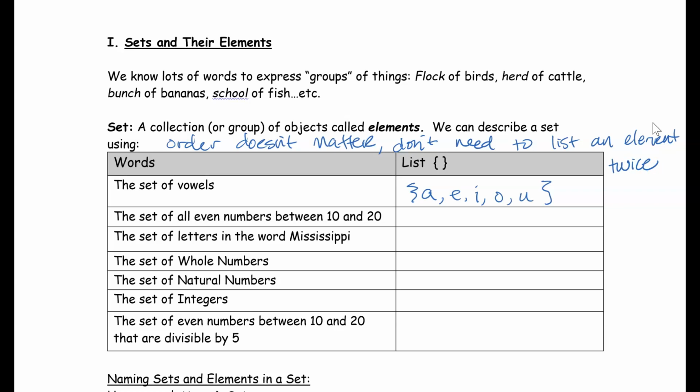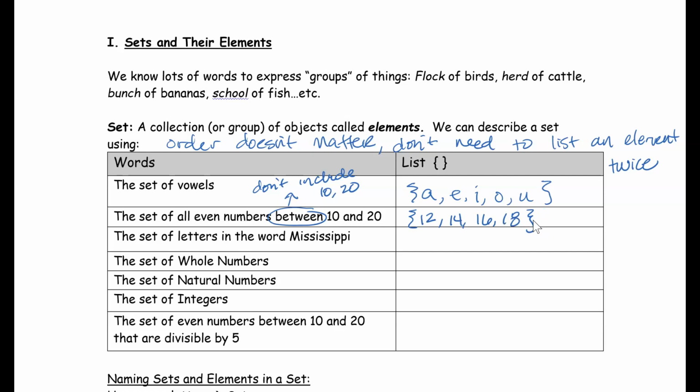So let's look at the next one. The set of all even numbers between 10 and 20. So what does the word between mean? Do we include 10 and 20 or no? If we're wanting the even numbers between 10 and 20, you are not going to include 10 and 20. So you're going to start with the first even number after 10. That'd be 12, 14, 16, 18, and you're going to stop at 18 because the next one would be 20. We're not going to include those.